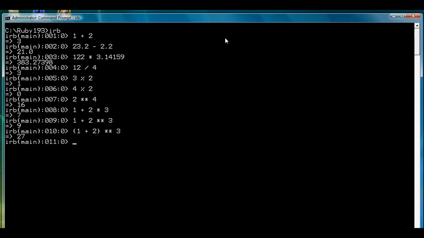So that wraps up this lesson on the arithmetic operators and arithmetic expressions, and we're ready to move on to the next lesson where we're going to be discussing the relational operators, those operators that return Boolean values.